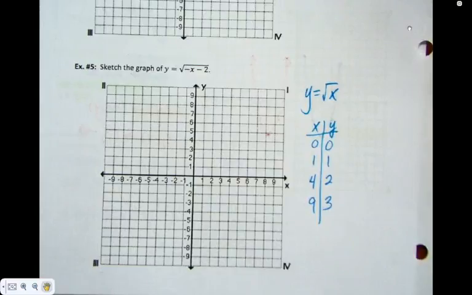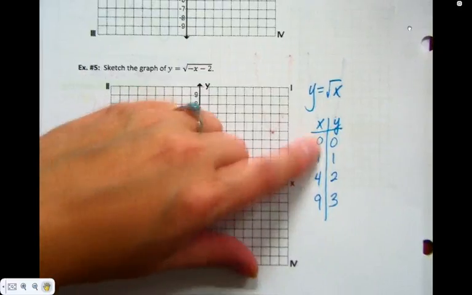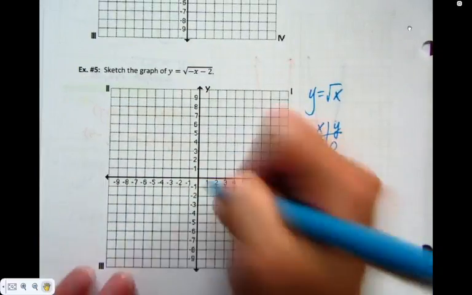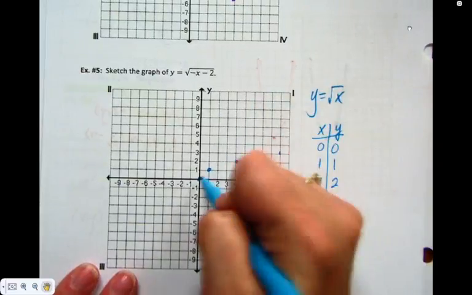So Kaylee, we talked about on Thursday that we don't pick, for example, 2 because the square root of 2 isn't a nice even point. So we're picking perfect squares. That's where the points are coming from. So 0, 0, 1, 1, 4, 2, 9, 3, swoop.